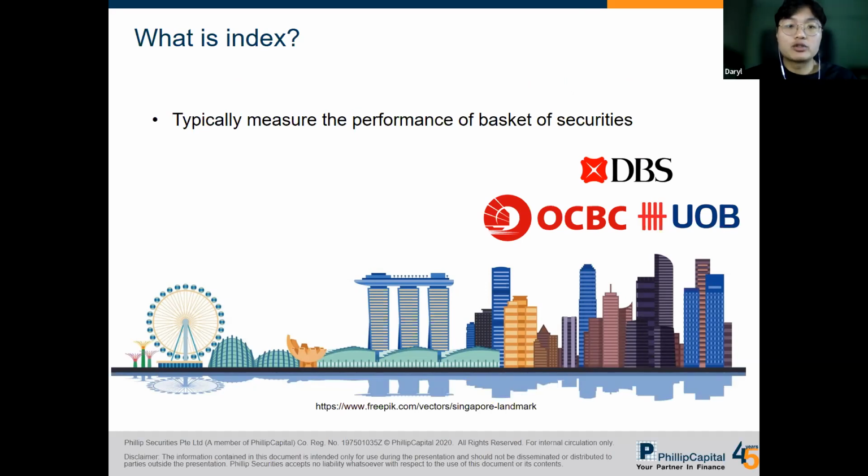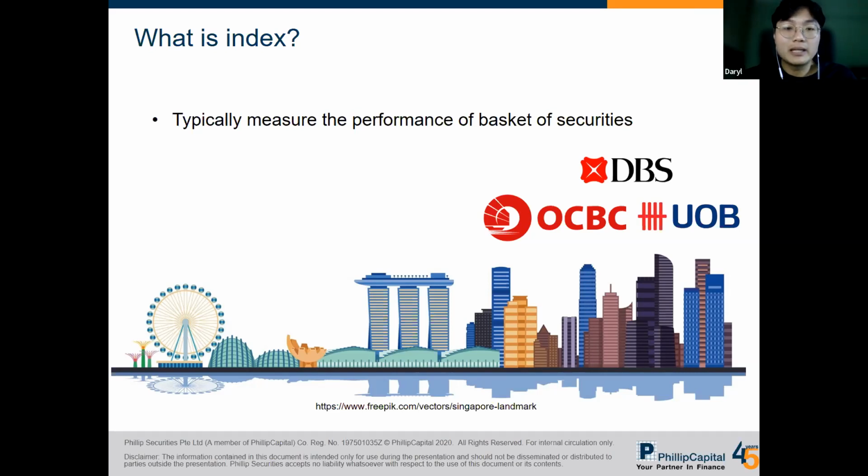This is a method to track the performance of a group of assets, or rather a method to measure the performance of a basket of securities. Let's use an example of STI, the Straits Times Index. STI is a market capitalization weighted index that tracks the performance of the top 30 companies listed on SGX. Currently there are around 600 over listed companies in SGX, but STI only tracks the top 30 companies. All these 30 companies roll up into one easy to read average price.